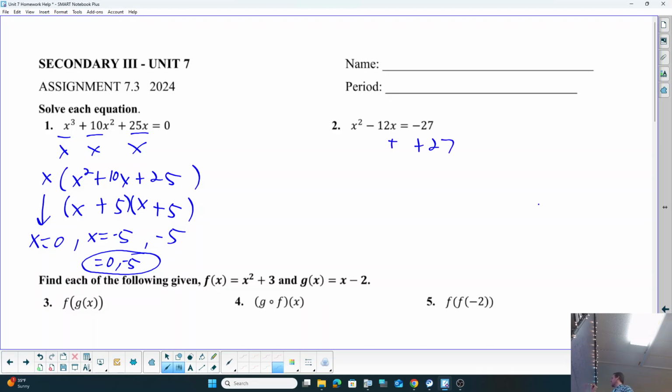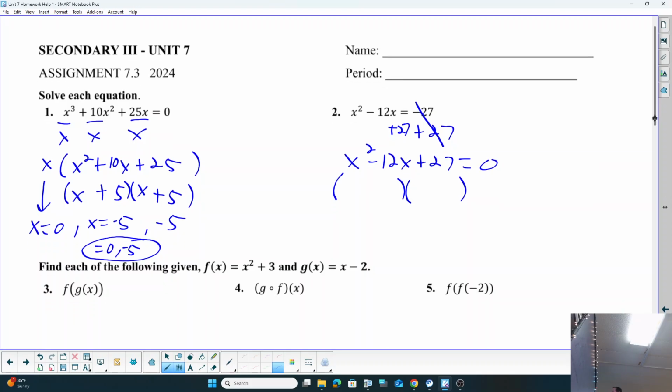Add 27 to the other side. And I'll let you go ahead and factor it. Get everything on the same side and factor it. What are factors of 27? You got this.